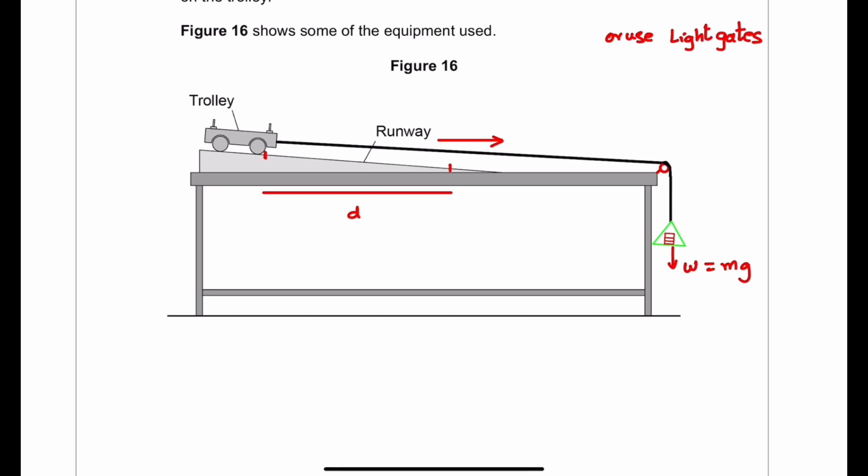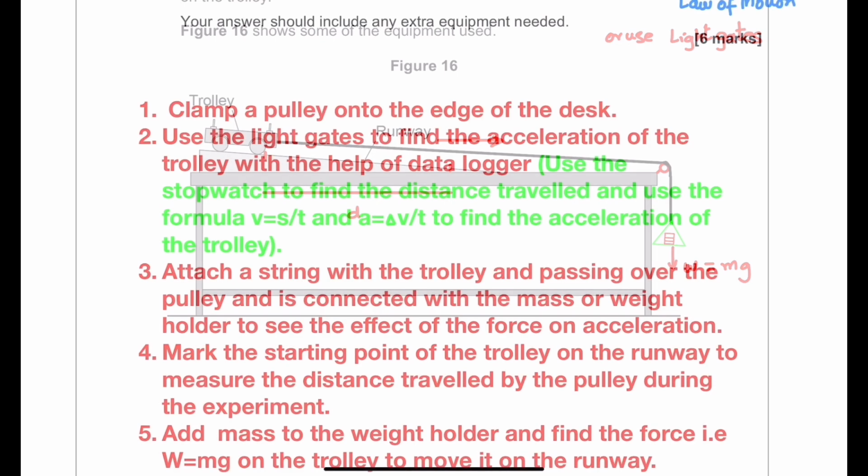The student can add weight and see the impact of the force on the trolley. As the weight is increasing, it means the downward force is increasing. It will apply more force on the trolley. As a result of that, the acceleration of the trolley will increase. Let's see the model answer.